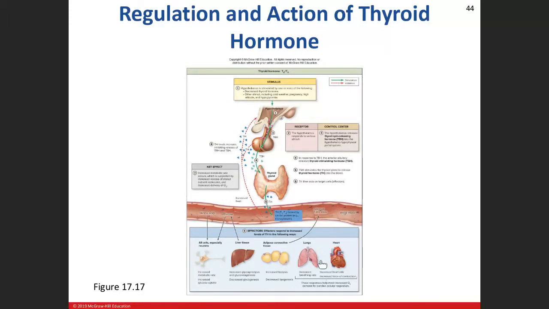Now, while all this is going on, you see here in the lungs and your heart, you get an increased breathing rate. Why do you think that is? I'm going to try to hide this because it says the answer right there. Why do you think your breathing rate increases with thyroid hormone?